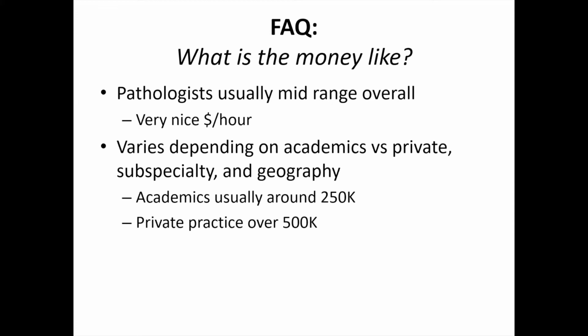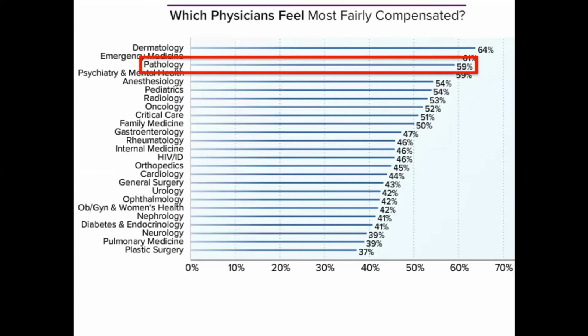Academics are usually around 250. Private practice can start around 500 to $1,000. So, this is a lot of money. But I always tell people to look at dollars per hour. This is a survey of physicians saying who feels like they're being compensated the best. It's dermatology, emergency medicine, and pathology. Plastic surgery might bring in the most dollars per year, but in terms of the hours they're working, they don't feel like they're fairly compensated.